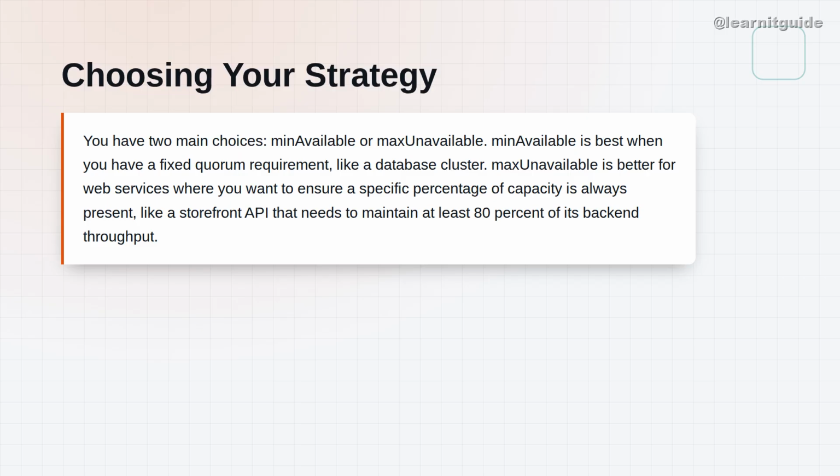maxUnavailable is usually better for web services where you want to ensure a specific percentage of capacity is always present. For example, if you have 10 replicas and you want to maintain at least 80% throughput, you set maxUnavailable to 20%, allowing the system to drain at most 2 pods at once.